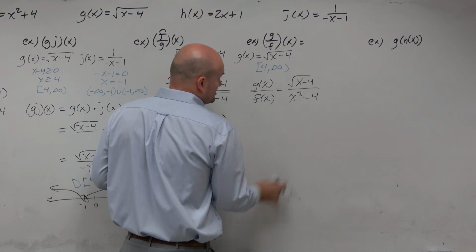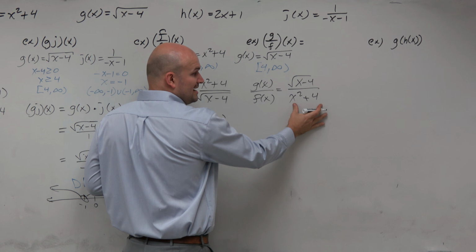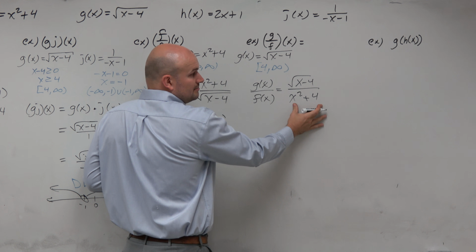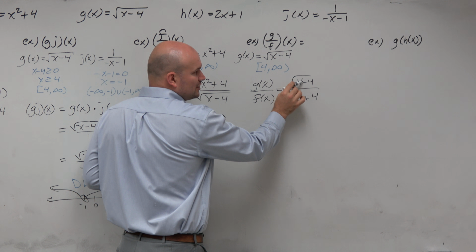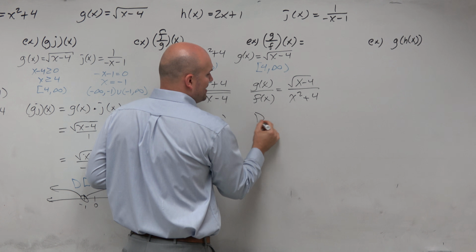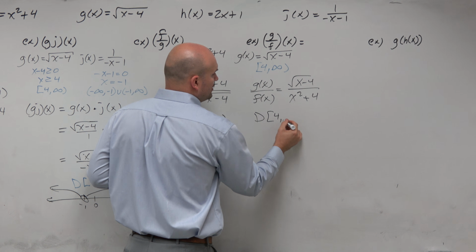But anyways, so the domain here, we don't need to worry about the domain being 0 in the denominator, because that's true. It's never going to equal 0. However, we have our constraint here in the numerator, so the domain is going to be from 4 to infinity.